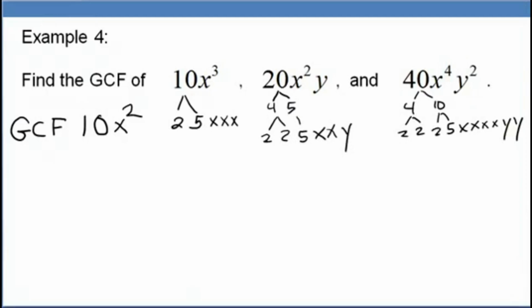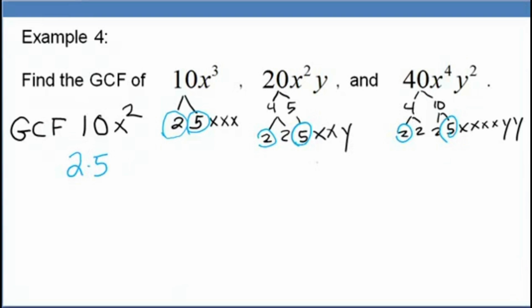We can verify that GCF by looking at the breakdown of our primes. So first of all, for 2's, we do have 2 in every one, and it has to be common, so we can only take one 2. For 5's, we do have 5 in each piece, so we can take a 5 from each one. That part is common. And that's all of our numbers from this one.